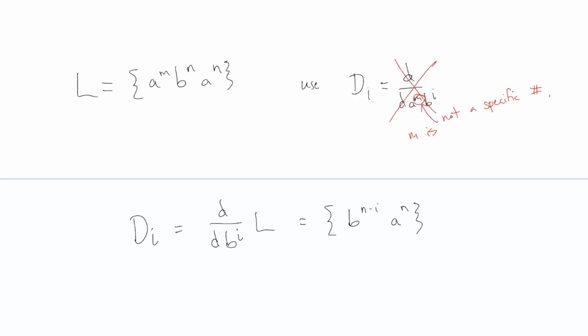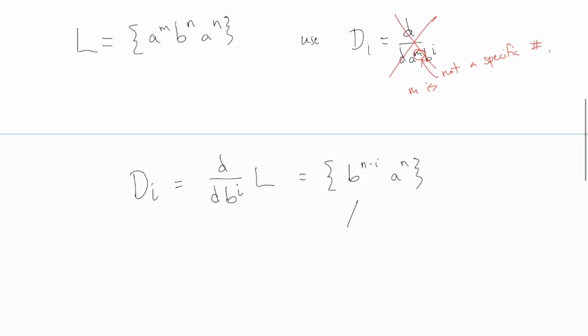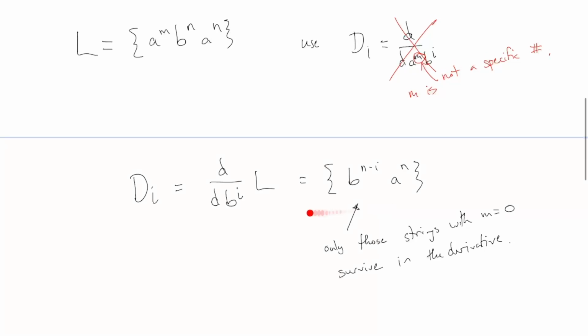And the reason that that's the answer is because only those strings with m equals 0 exist, or I will say survive in the derivative. Right? In the original language L, most of the strings actually begin with a's, but not all of them. Some of them just start with b's. Those are the only ones which will appear in the answer of the derivative, and that's why the answer is like this.